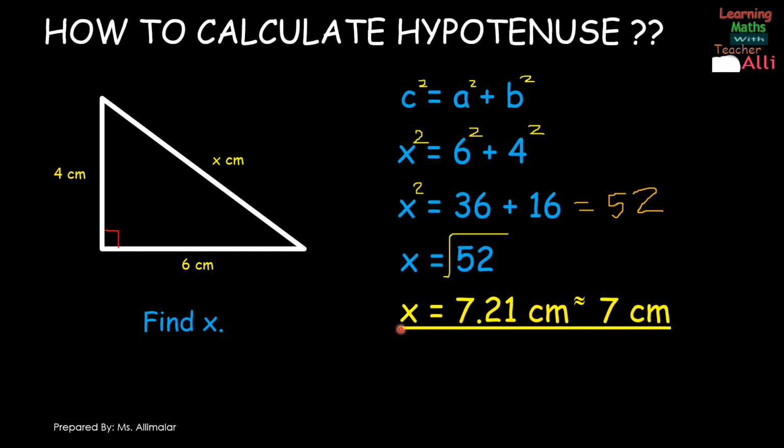Square root 52. Use your calculator. There will be a button for square root. You press square root first, then only you can type in your numbers there. 52. So just type 5 and 2. After that, x equals, you will get the answer there.